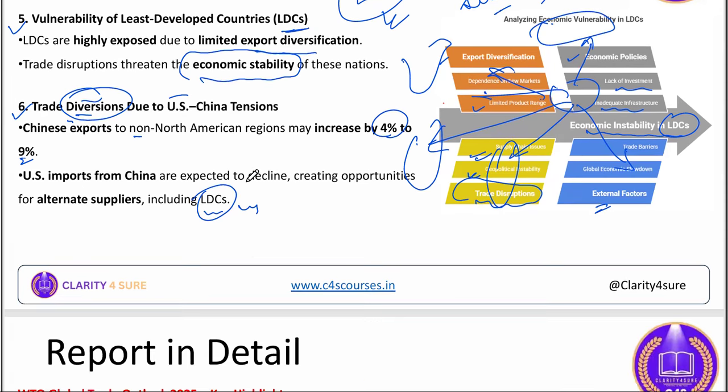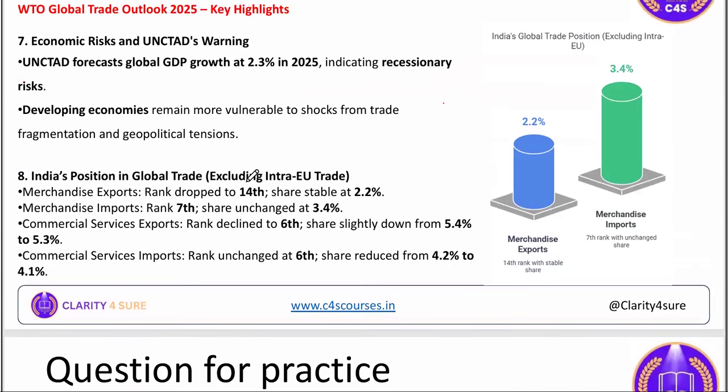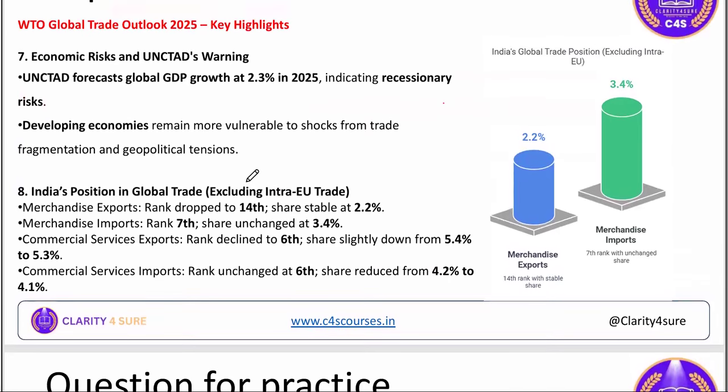All right. Now, coming to the next slide, two more highlights we can see from this slide. The seventh highlight is economic risks and the warning.